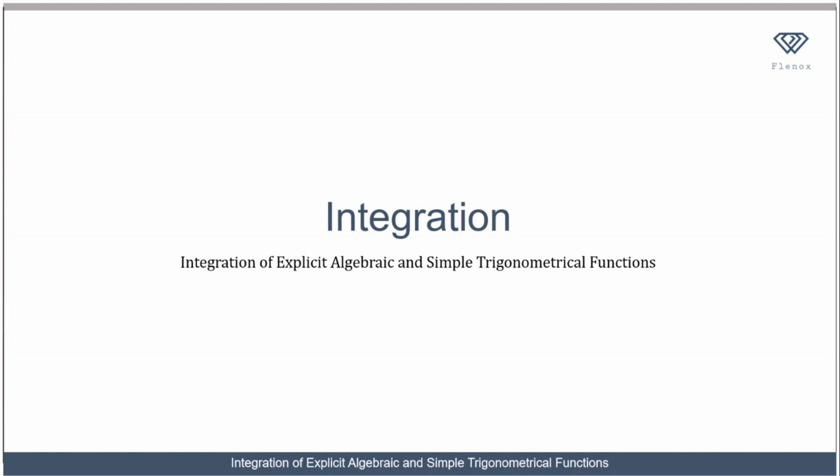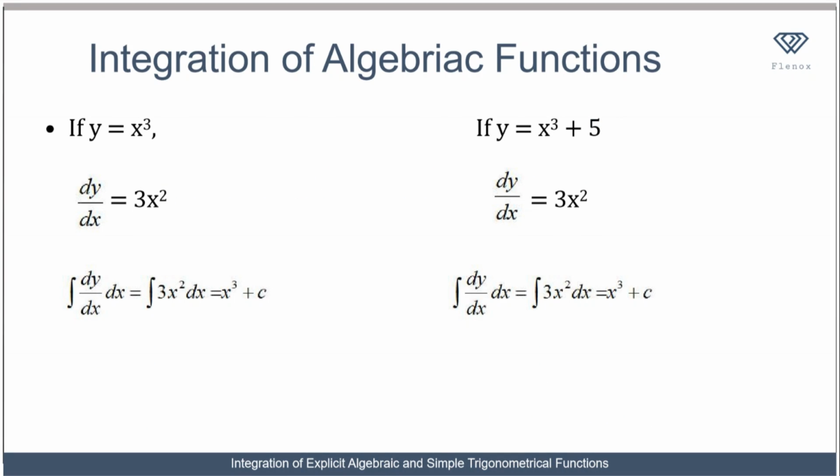So now let's talk about the integration of explicit algebraic and simple trigonometrical functions. So let's start out by talking about the integration of algebraic functions. Let's consider these functions over here. And the first one, we have y is equal to x cubed. So when we differentiate it, what do we have? We have 3x squared.